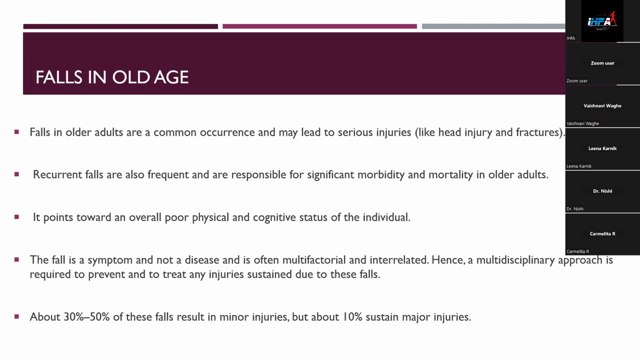Falls is the most common occurrence, the most common symptom the patients come with in older age. And one fall can have major serious injuries or could be minor injuries. So falls in older adults are a common occurrence and may lead to serious injuries like head injury or fractures. Recurrent means multiple events of falls, and that is majorly responsible for the overall morbidity and mortality in older adults. It points towards an overall poor physical and cognitive status of an individual.